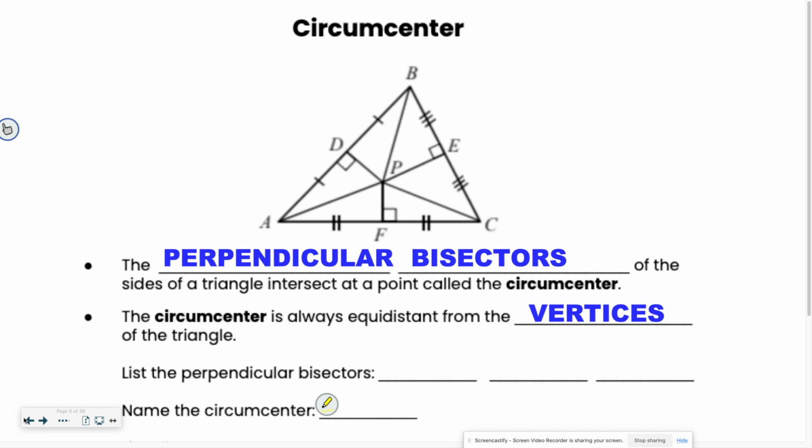Maybe you want to highlight that on the side of your paper. Maybe you want to highlight it right here. I know it's bolded, but we'll be using these words a lot. So we want to remember that perpendicular bisectors of a triangle intersect at the circumcenter. Okay, a few important things about the circumcenter here.